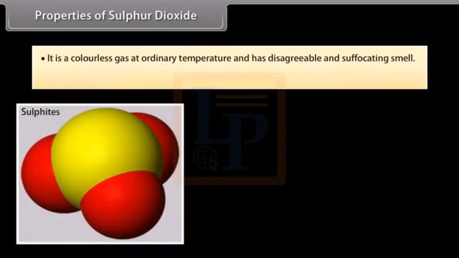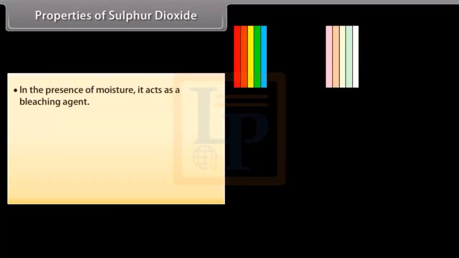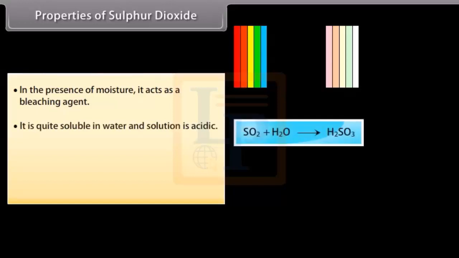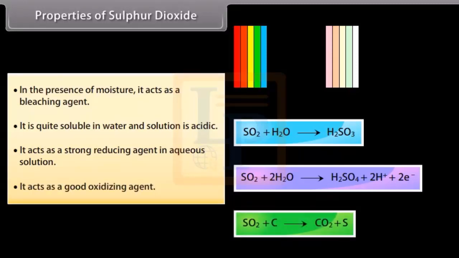Properties of sulfur dioxide. It is a colorless gas at ordinary temperature and has a disagreeable and suffocating smell. It reacts with alkalis, forming sulfides and bisulfides. In the presence of moisture, it acts as a bleaching agent. It is quite soluble in water and the solution is acidic. It acts as a strong reducing agent in aqueous solution. It also acts as a good oxidizing agent. For example, at 1000 degrees Celsius, it oxidizes carbon into CO2.